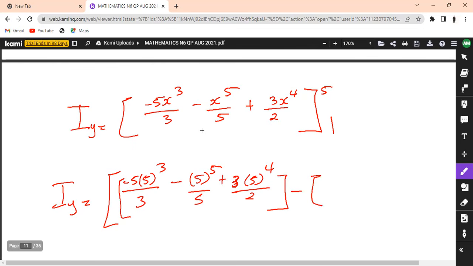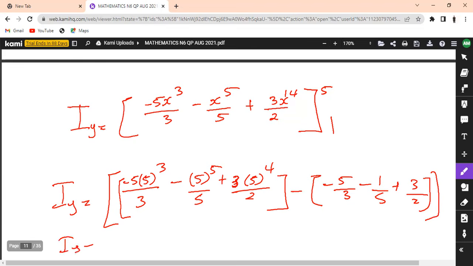Okay, this is 1. You can simply see that this is 1, so it's going to be minus 5 over 3. Here is going to be 1 to the exponent of 5, which is minus 1 over 5. This is a 1 here, which is going to be just 3 over 2. So this is what you're going to have at the end. You just combine your values.